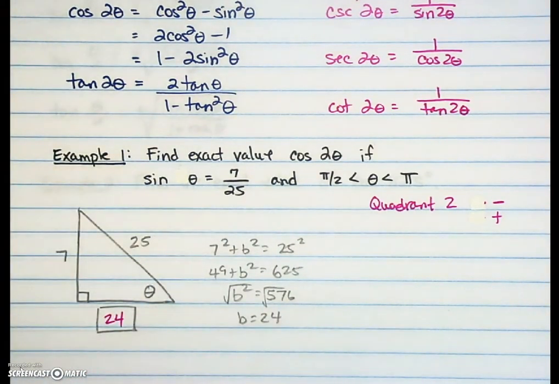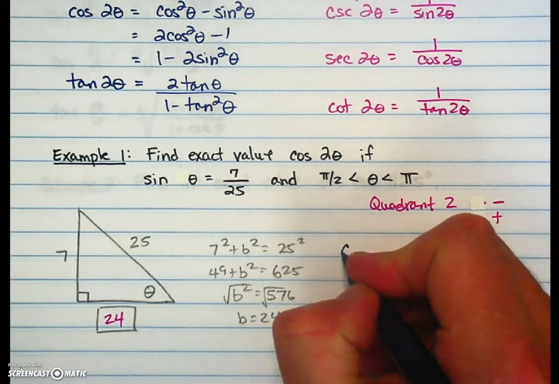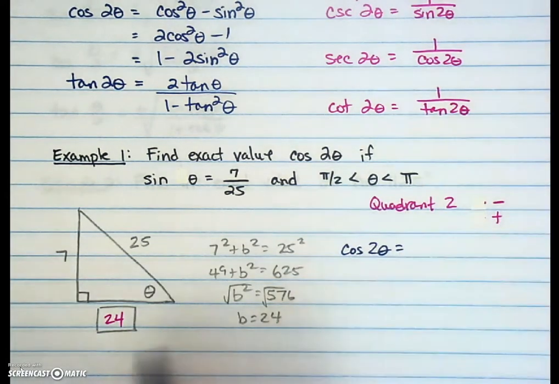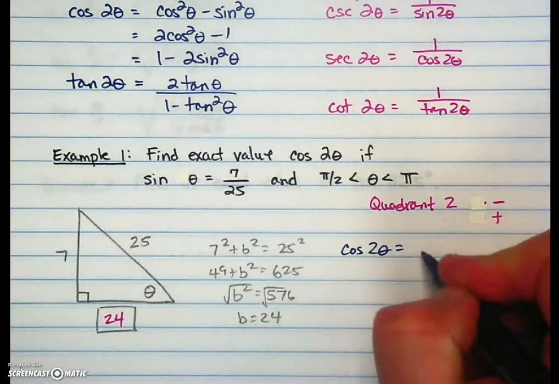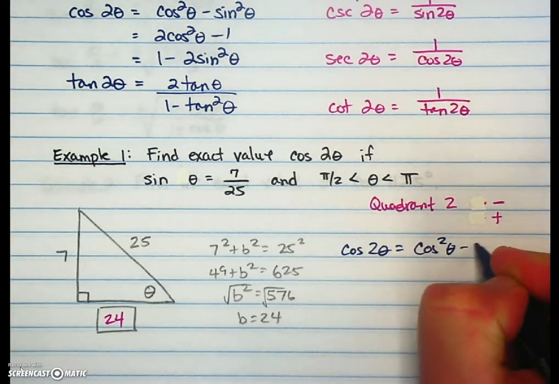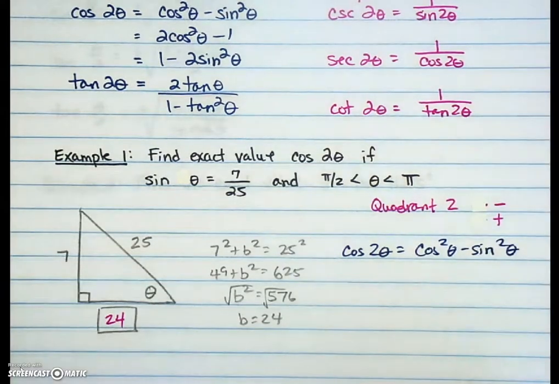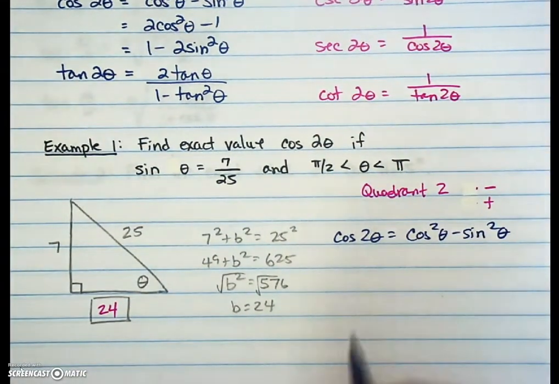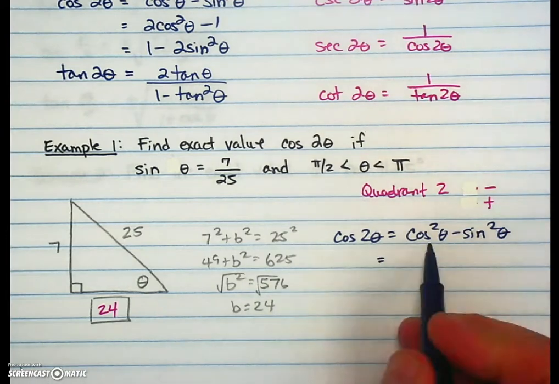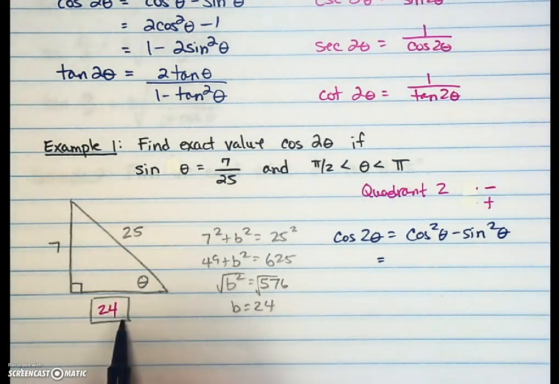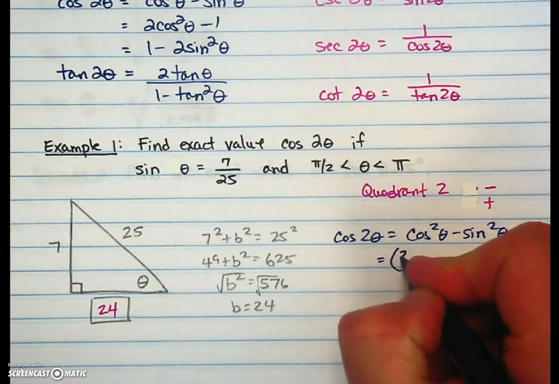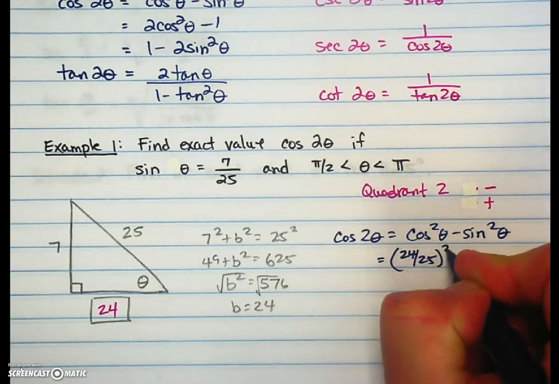So now what we want to do is solve this using the formula for the cosine of 2 theta. We can't just use the cosine of this triangle because this triangle is for theta, not 2 theta. So the cosine of 2 theta, and I'm just going to use the first formula, cosine squared minus sine squared. You could use any one of the 3, but I'm just going to use that one. Now, if I find the cosine of this triangle, the cosine of theta is 24 over 25, so I got 24 over 25 squared.